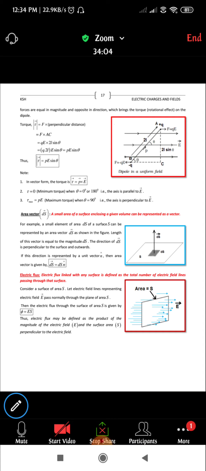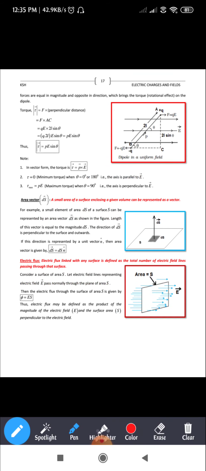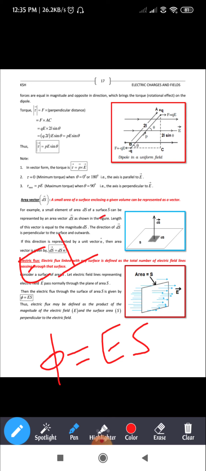So hence we say that the electric flux is maximum. When is the electric flux maximum? Electric flux is maximum when you place the surface perpendicular to the direction of electric field. In that case we represent the electric flux, denoted by the letter phi, as phi equal to E into S, where S is the surface and E denotes the electric field. So when electric field lines are perpendicular to the surface, electric flux is maximum.